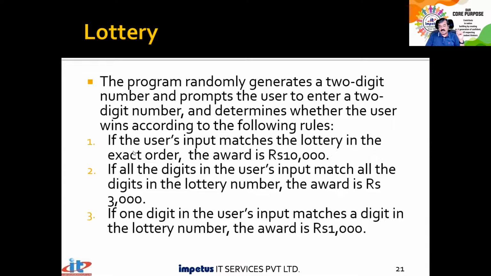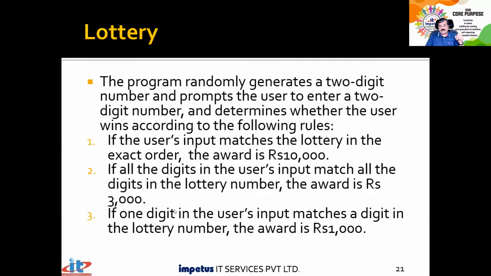Lottery hai. If the user's input matches the lottery in exact order, reward is 10,000. That means अगर random number 73 था और user ने भी 73 enter किया, then your prize is 10,000 rupees. If all the digits in the user input match all the digits in the lottery number, the reward is 3,000. यानी random number was 72. You entered 27. So digits are matching, 7 और 2 दोनों digits हैं. In that case, you get 3,000.